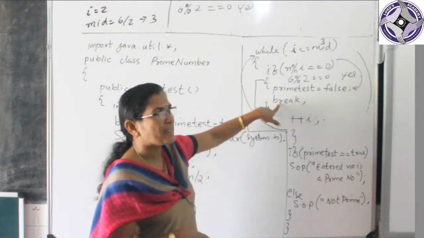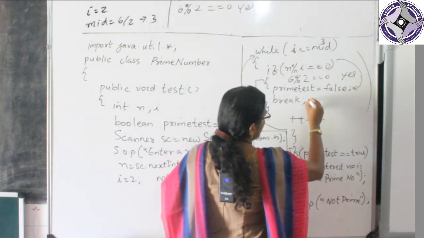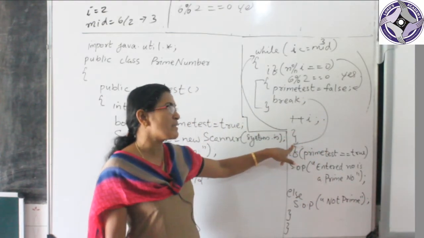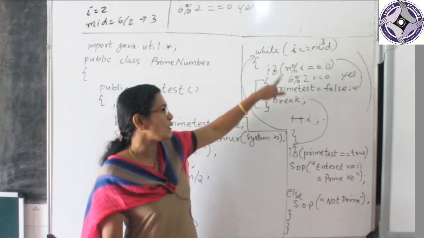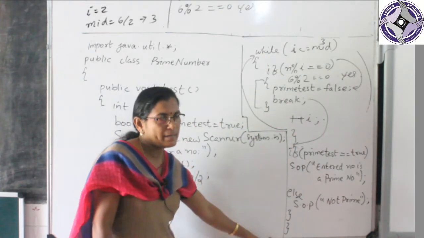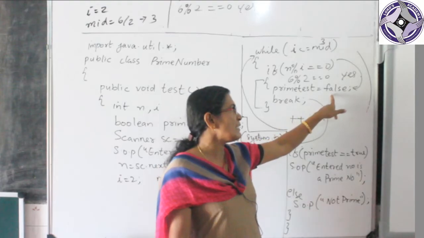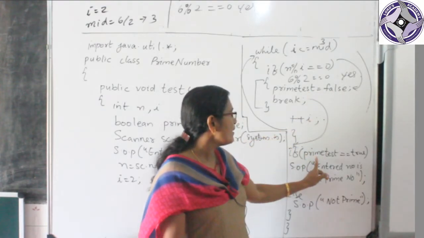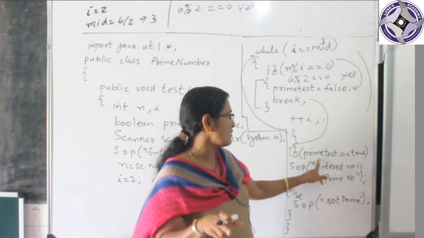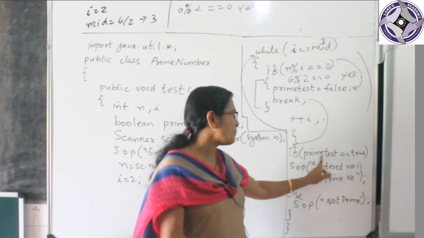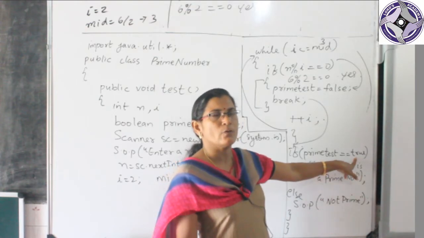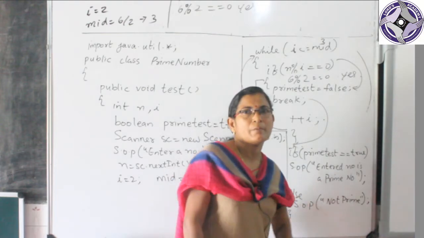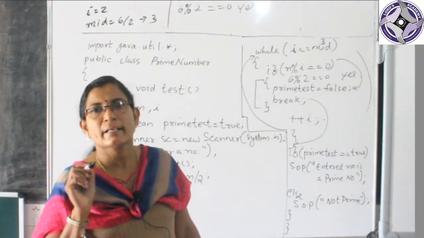Next statement is encountered, break. Break command when it is given within a looping structure, control goes out of the looping structure. So control comes out of the while loop, following statements will be executed. So prime test here is assigned with the value false, isn't it? So as we found a factor, when it is checked prime test equal to true, no, false. So else part will be executed and not a prime will be printed. So 6 is not a prime number.